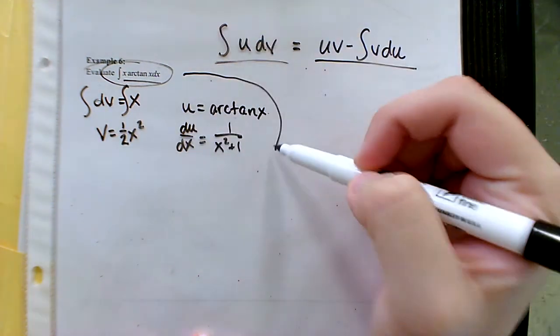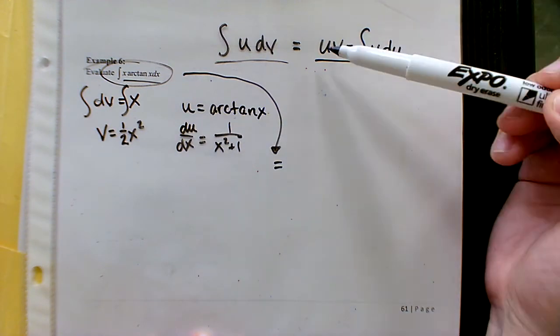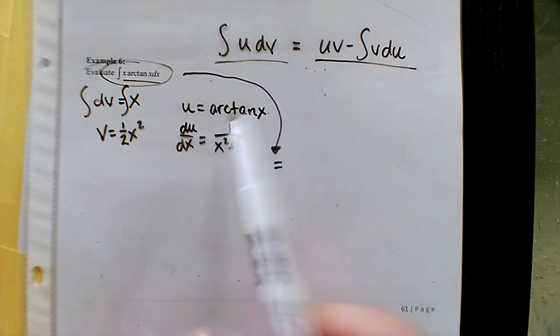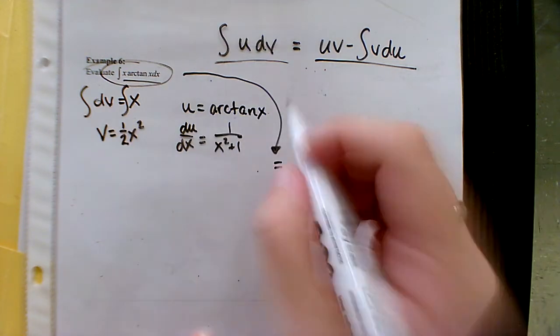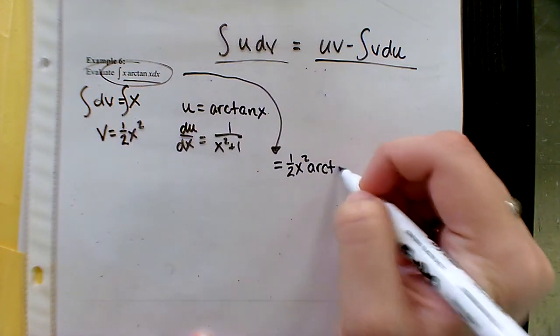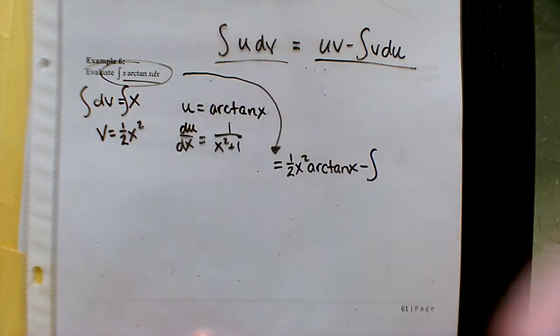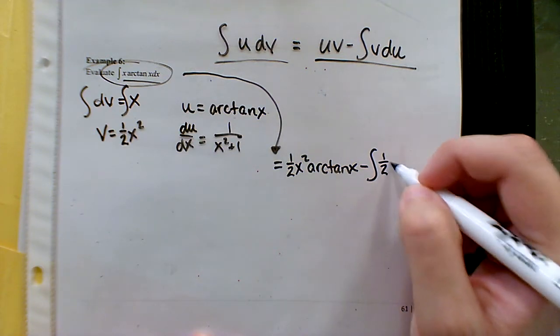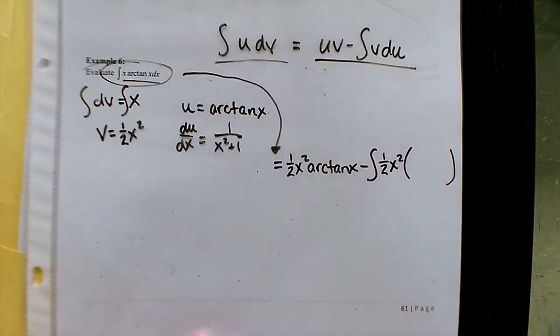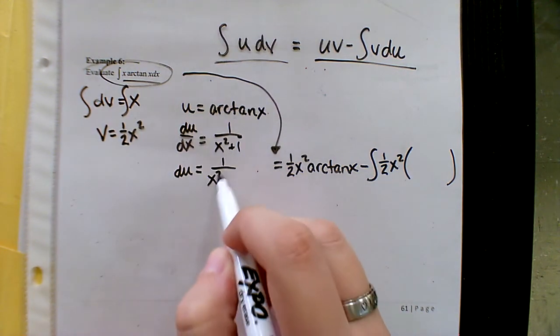All right, so let's label what this original integral would look like if we set it up by parts. We need u times v, so arctangent times the 1/2 x squared. If you're multiplying things together, order doesn't matter, so you can put whatever order you want. And then we have to subtract the integral of v times du. All right, now we have to figure out what du is. Looks like we just multiply over the dx.